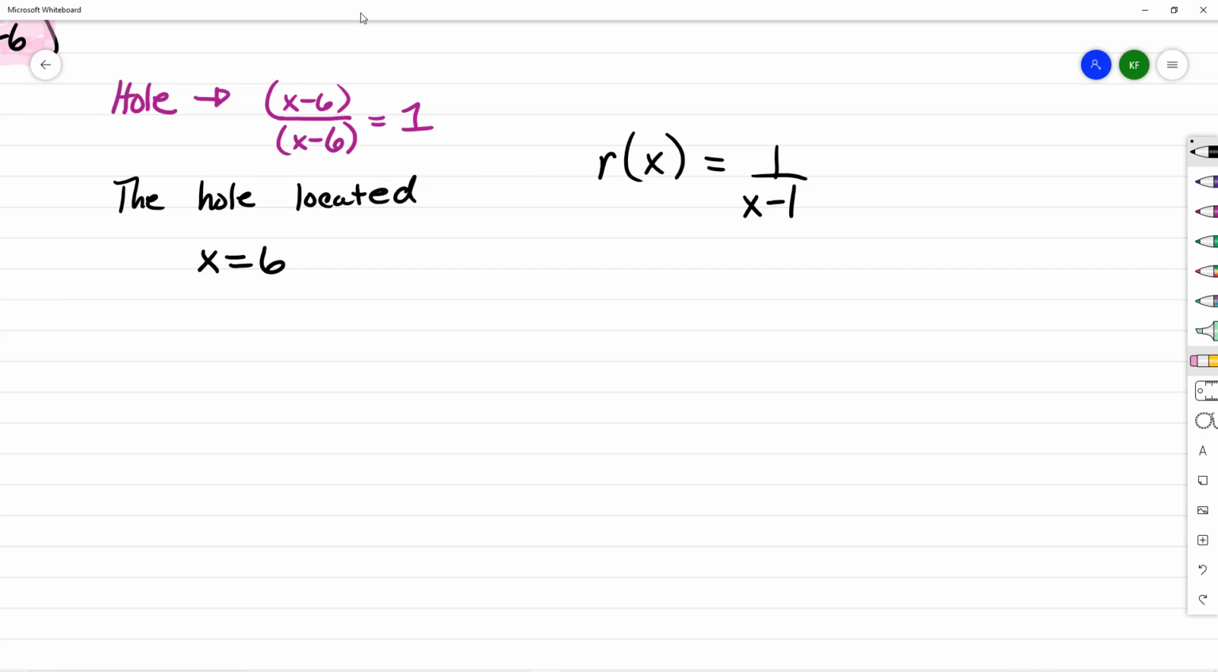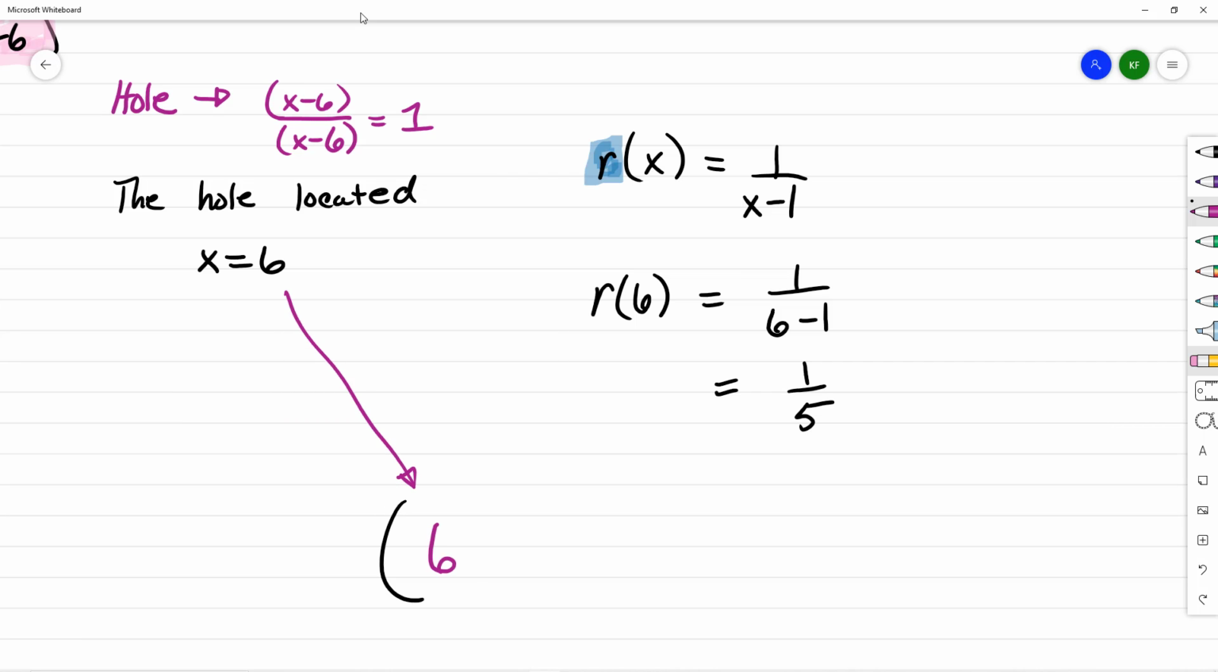I really need to point out to you that the notation is not f here. It is the reduced form. Okay. So we're going to plug in, or substitute in here, 6 into the reduced form. And that's going to give us the y coordinate of that hole. So that means the hole is now located at 6 comma, and then the y value is 1/5.